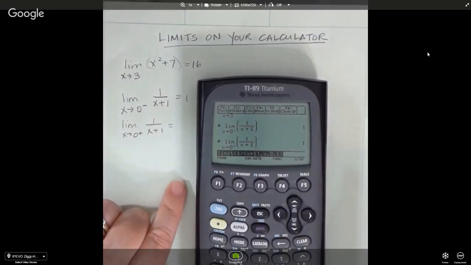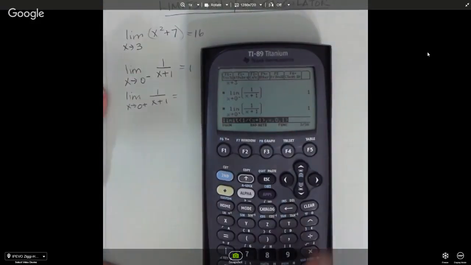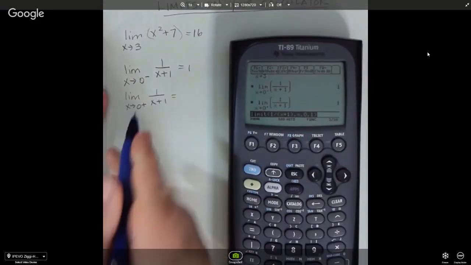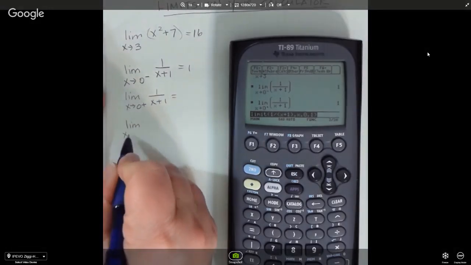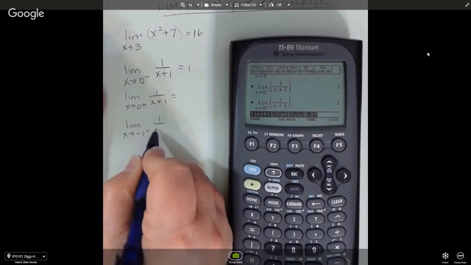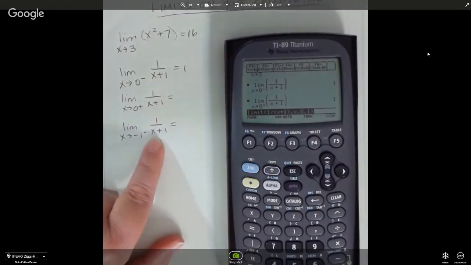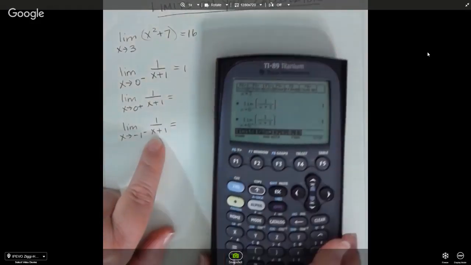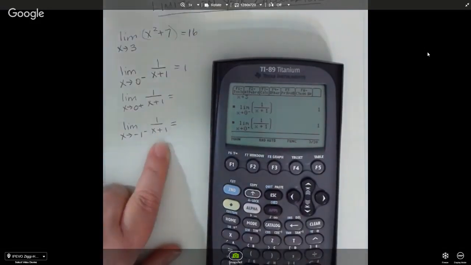Now this gets more interesting when you have a discontinuity where you're trying to find the limit. Okay, so let's try this one. The limit as x approaches -1 from the left side of 1 over x plus 1. Now I chose that obviously because this is a vertical asymptote for this function at x equals -1. So let's do that on the calculator from the left side. Let's see if this calculator can handle it.